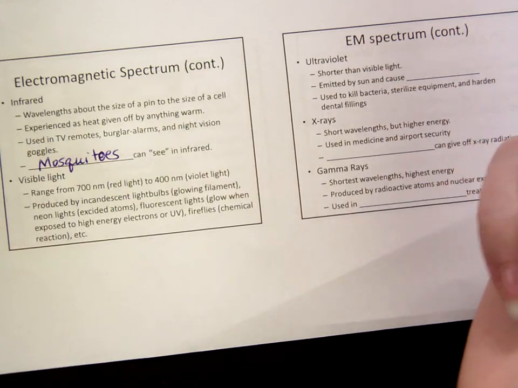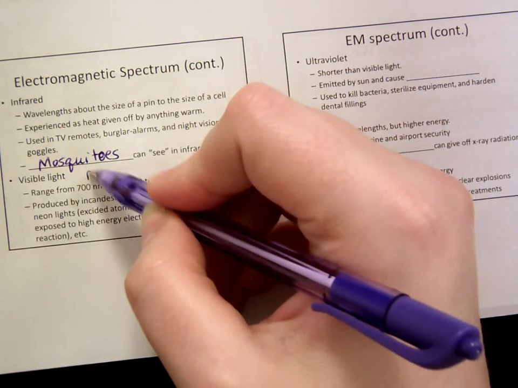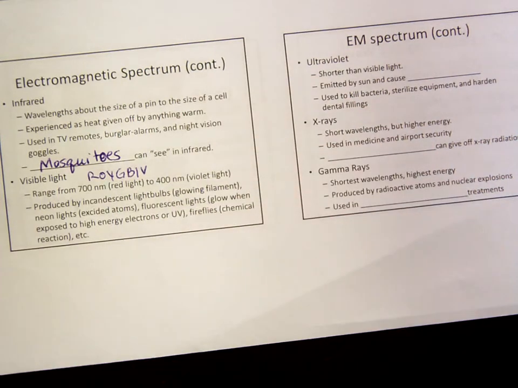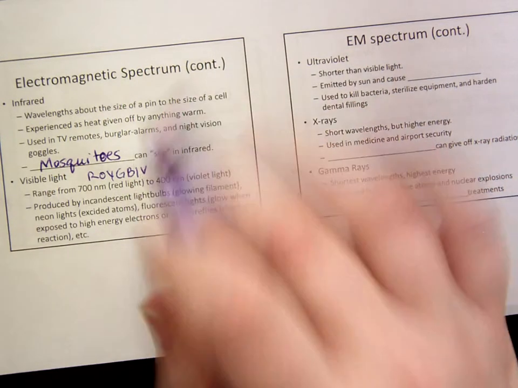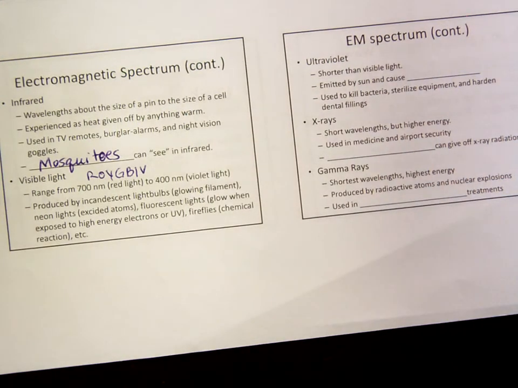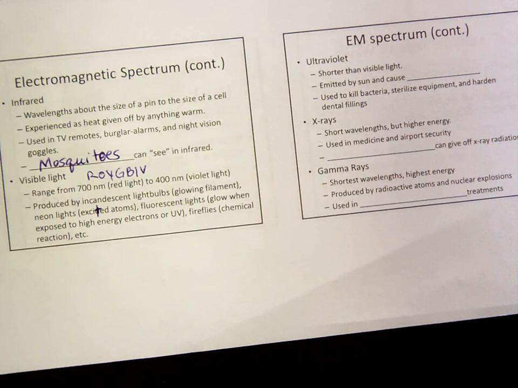Now, visible light is what we're able to see. Remember visible light, that's Roy G. Biv, our color spectrum. Red has the longest wavelength and lowest frequency. Violet is the shortest and highest frequency. And we can get visible light from many different sources. Incandescent light bulbs with a glowing filament, neon lights. Neon lights, when the gas inside the tubes have electricity going through them, they become excited and start to glow. Fluorescent lights are going to glow when exposed to high energy electrons or ultraviolet.